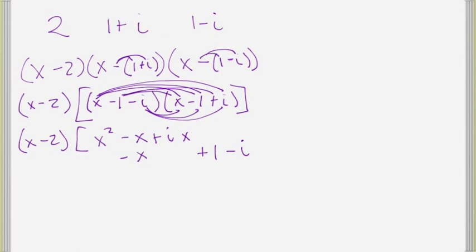Then I'm going to pass out the negative i. So negative i times x makes negative ix, and I already have one of those. Negative i times negative 1 makes positive i, and I already have one of those. And negative i times positive i gives me negative i squared.